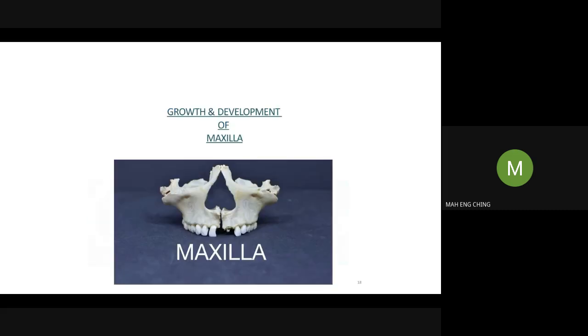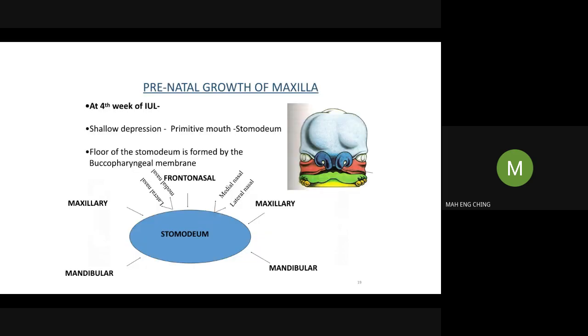Okay, now we come to the maxilla first. So prenatal means just before the bone. Prenatal growth of the maxilla is still inside the baby, still inside the mother's uterus. That's called prenatal, before bone.